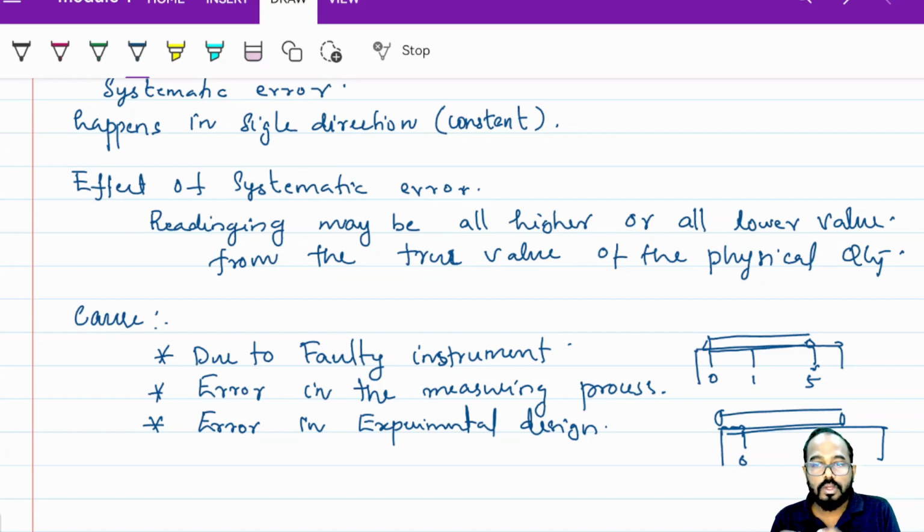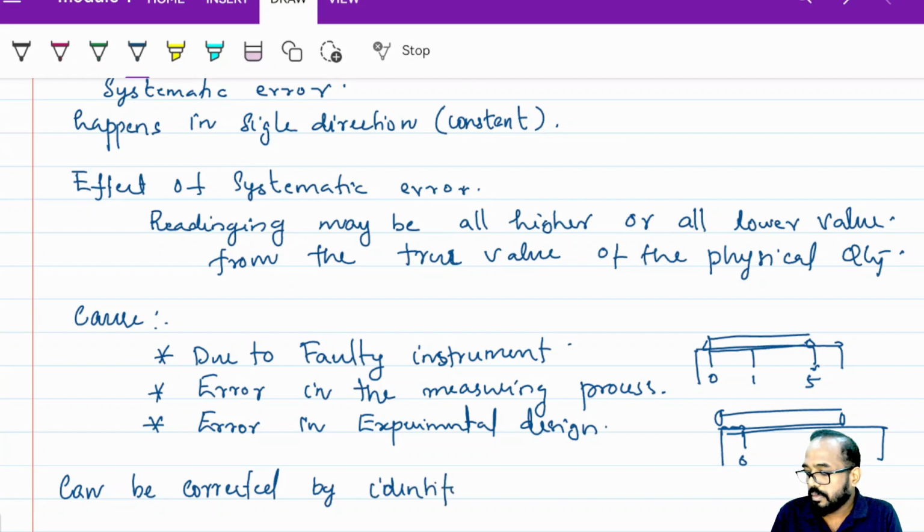Okay. The only thing is, you need to identify what the error is, and you need to use the zero error method to correct it. For example, initially I told you, the simple pendulum. In that simple pendulum method, if you know 1 centimeter is reading extra because of the faulty instrument, then you can subtract that one and you will get the correct answer. Understood? So it can be corrected by identifying the error and using the zero error method.